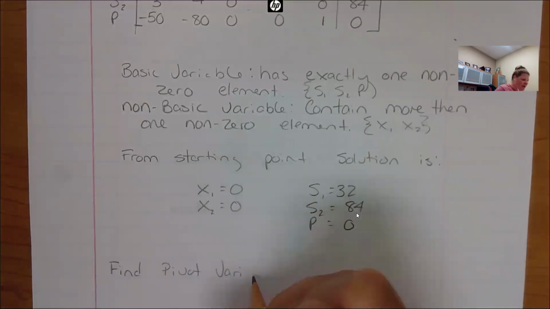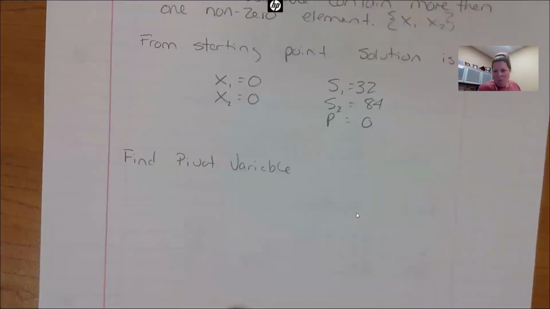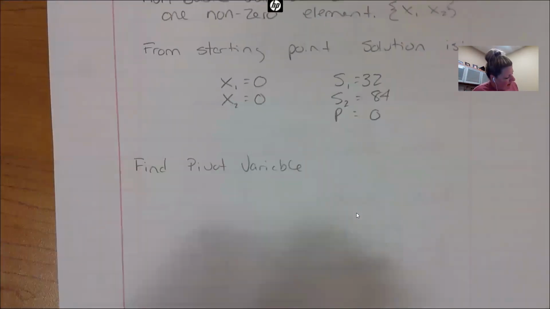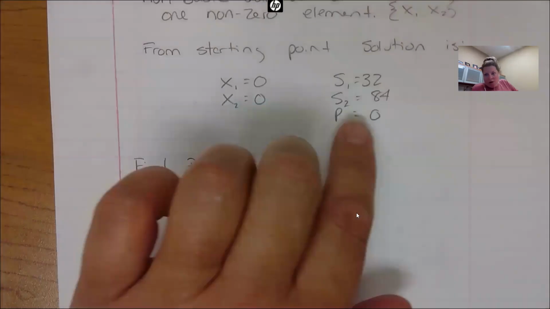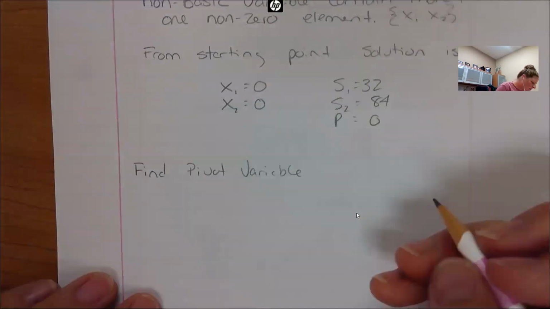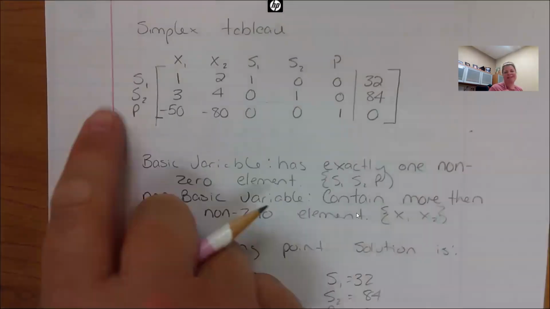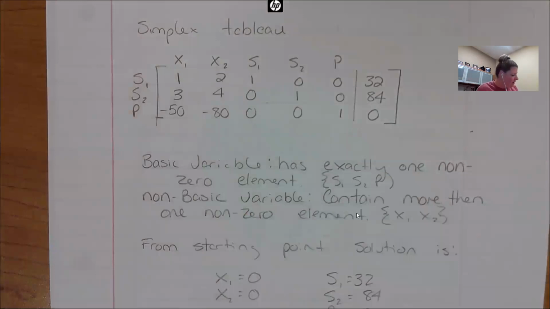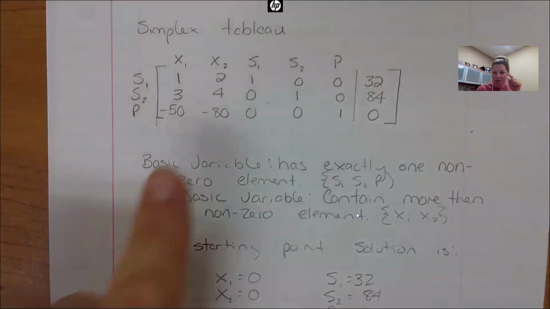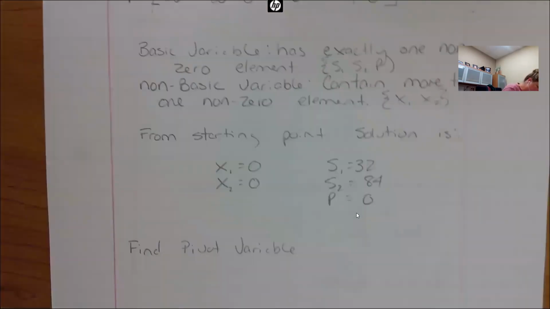So when we do a pivot, it's going to be one full process, one pivot. What that will do is it will switch one of these and one of these, basically. You're going to have one going in, one going out. And the pivot column is the most negative. So when we look up here on the bottom row, which one is the most negative? Negative 80. That chooses your pivot column. So let's start with that.